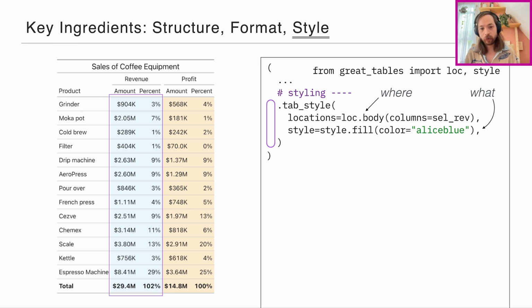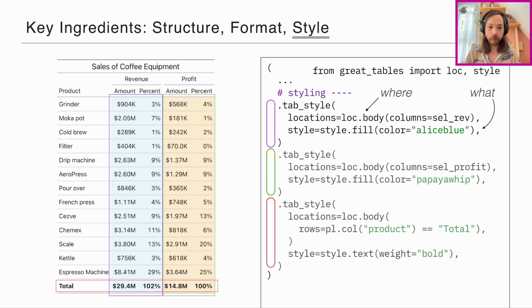In this example, we're styling the body. loc.body means the actual data in the table. And we're selecting specific columns, the revenue columns. style.fill means we want to fill the background, and in this case, we're filling it Alice blue. This is just to make the revenue columns group together visually. Then the code flagged in green we apply again to profit, and we do something similar, but this time we make the profit columns have a papaya whip background.